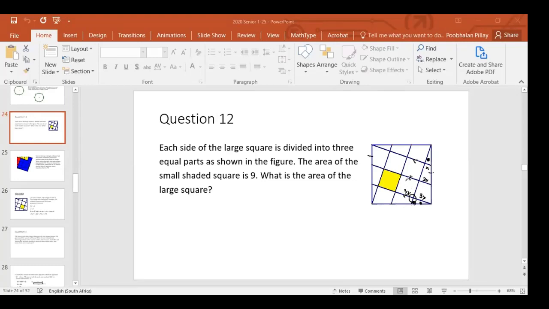Now, if this is 3x, so now you have, this is a square, and this square here has got the same area as that. So you have 9x squared. That's the area of the square, which is given as 9. The area of the shaded square is 9. So therefore x squared is equal to 1. See? And the question is, what is the area of the original square?